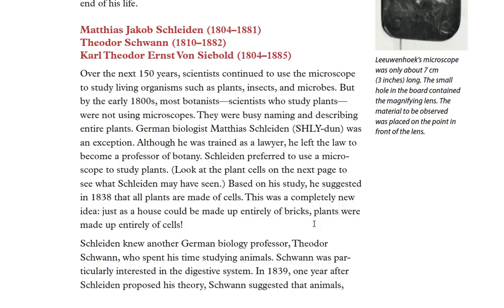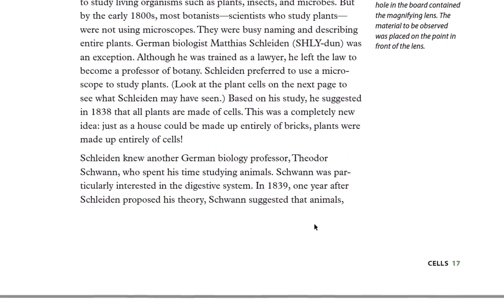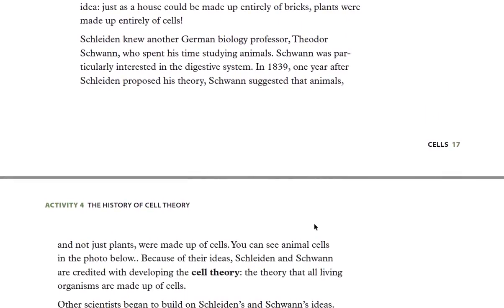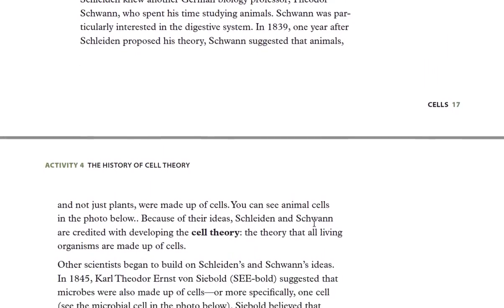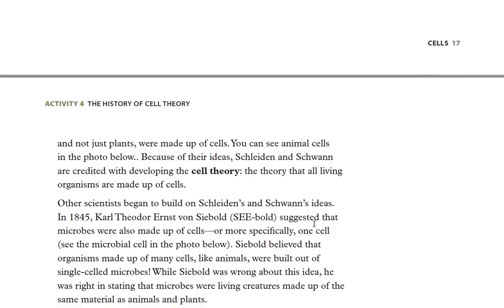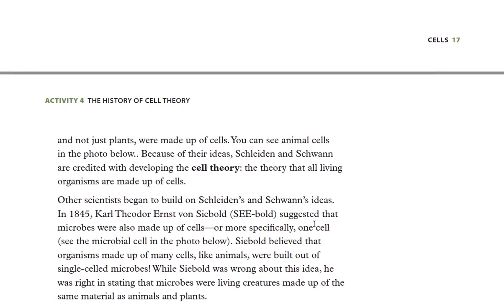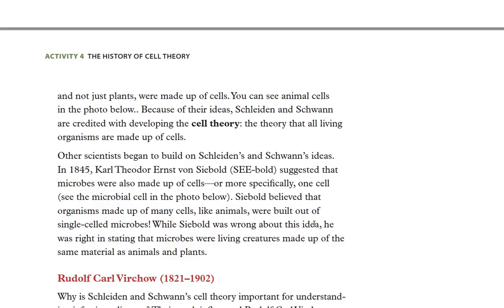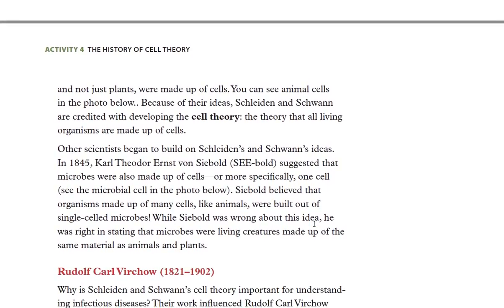Schleiden knew another German biology professor, Theodor Schwann, who spent his entire time studying animals. Schwann was particularly interested in the digestive system. In 1839, 1 year after Schleiden proposed this theory, Schwann suggested that animals, and not just plants, were made of cells. You can see animal cells in the photo below. Because of their ideas, Schleiden and Schwann are credited with developing the cell theory, the theory that all living organisms are made of cells. Other scientists began to build on Schleiden and Schwann's ideas.